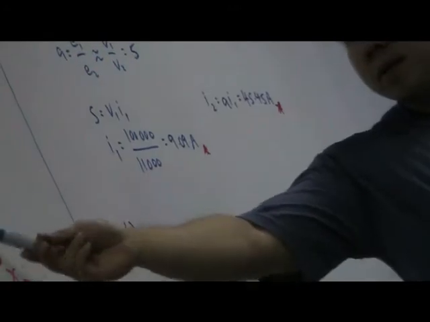So now for the second one, the transformer has the following parameters. Then you have to draw the exact equivalent circuit, referred to the low voltage side. So the exact equivalent circuit is this one, with the proper numerical values.